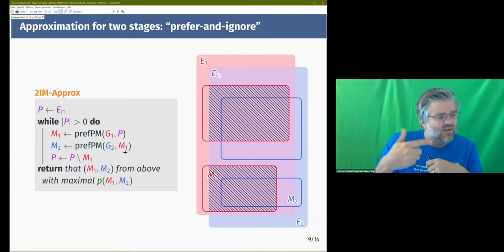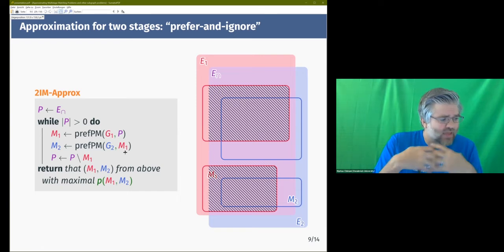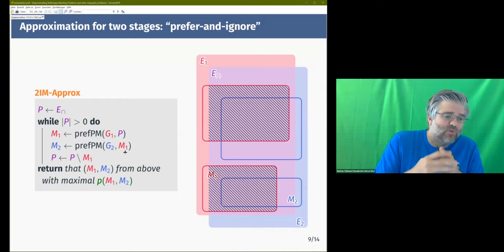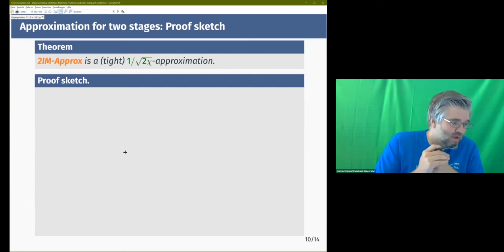Each iteration gives me a candidate for a solution, because each iteration yields a matching in the first and in the second stage, and I just return that pair of matchings that gives the best profit. And what we can show is that this algorithm yields a tight approximation ratio of 1 over the square root of 2 chi, where chi is the intertwinement of the graph. What is the idea of proving that?